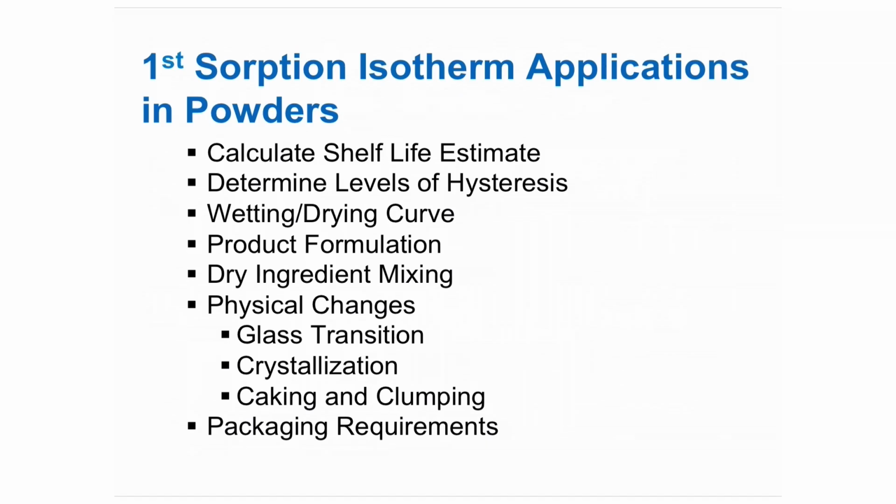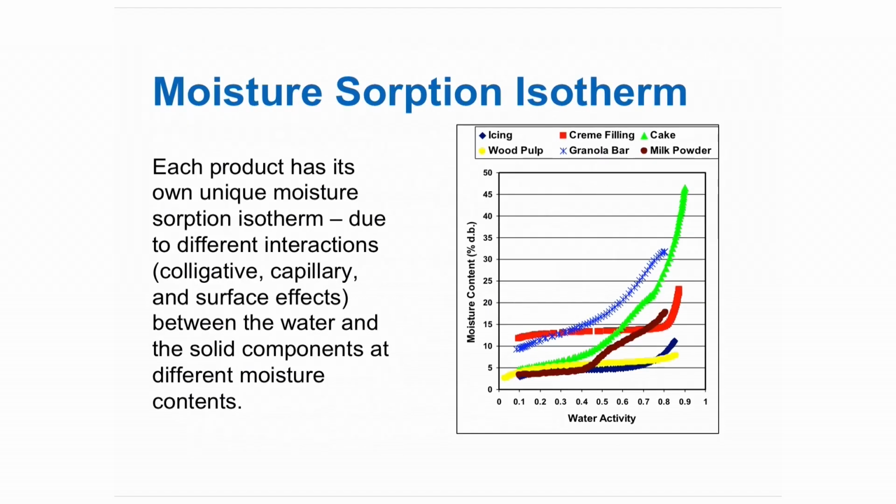So first let's talk about what applications you could use moisture absorption curves for in powders. You can use these to look at hysteresis, look at how things wet and dry, how to correctly formulate them, what physical changes can occur, all the way down to packaging requirements in order to maintain a desired shelf life. When we take a look at moisture absorption curves, the first thing we need to realize is that the moisture absorption characteristics, that water activity to moisture content relationship, is unique for every type of product, and even unique for each type of powder product.